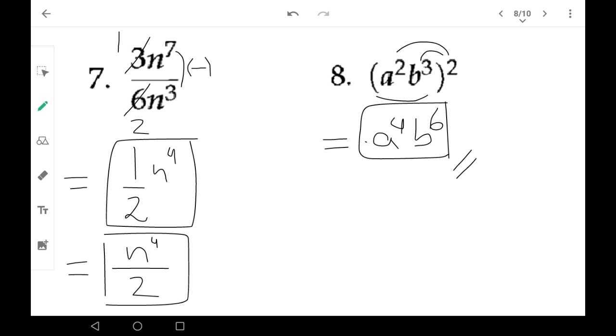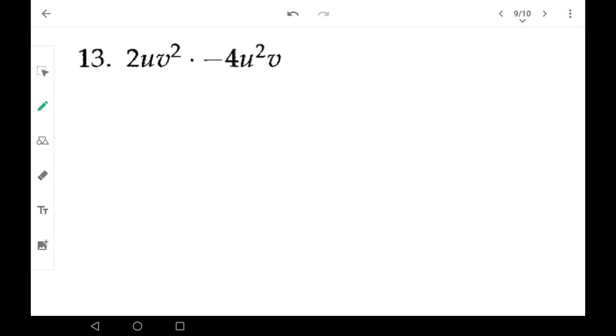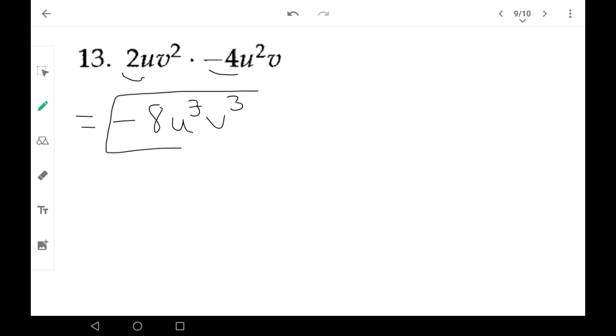What is going to be the next exercise? Let's see. If I have this exercise that says this multiplication, I have to multiply the coefficients. I will get a negative 8 here, right? And then I have u times u squared will be u cubed, right? And then I can say that b squared times b would be b cubed. So this should be the answer, right?